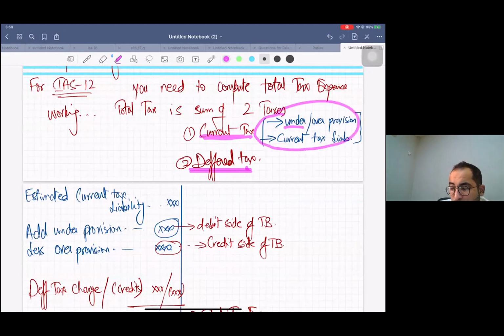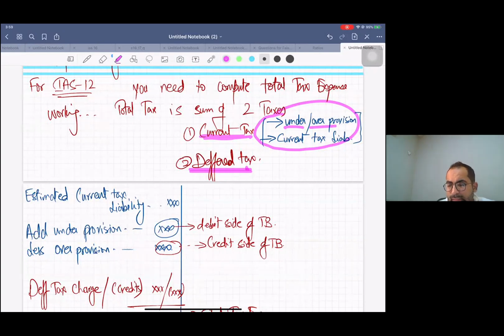The first thing is under or over provision from last year, because last year's tax we pay this year. Under provision is your expense and over provision is your income. And definitely there is a recognition: under provision is an expense, so it must be on the debit side of the trial balance, and over provision is income, so it must be on the credit side of the trial balance. Okay, right?